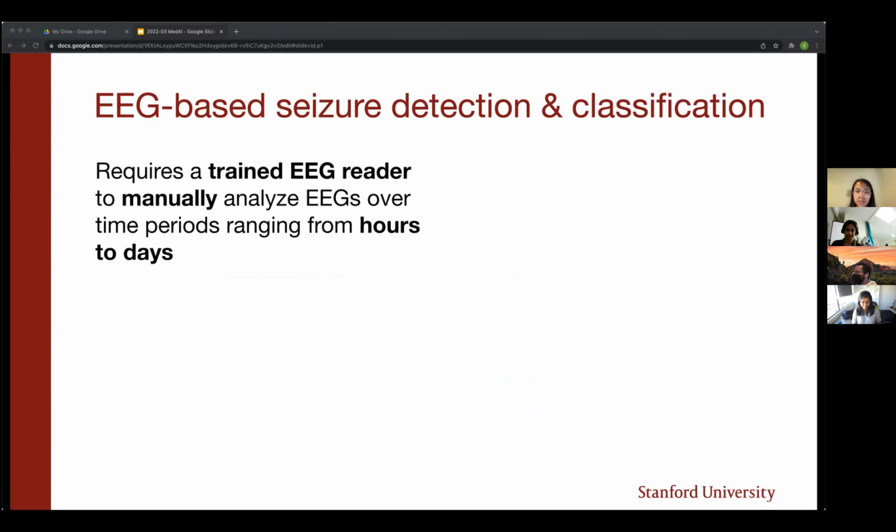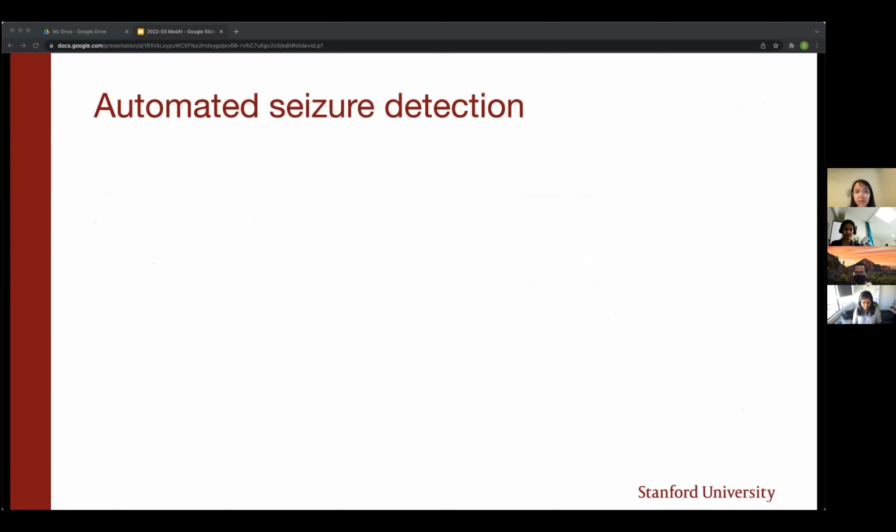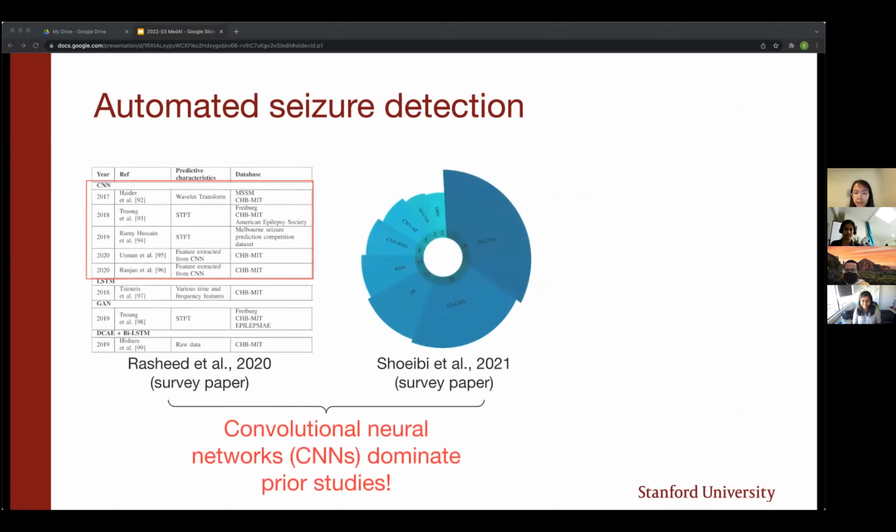So traditionally, EEG-based seizure detection and classification requires a trained EEG reader to manually analyze EEGs that can range from hours to days. So this is a very expensive and time-consuming process. Recently, machine learning, in particular deep learning, has been used to develop automated seizure detection algorithms. Based on these two survey papers in 2020 and 2021, we can see that convolutional neural networks, or CNNs, are the most frequently used network architectures.